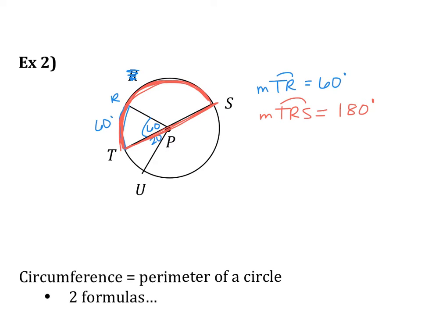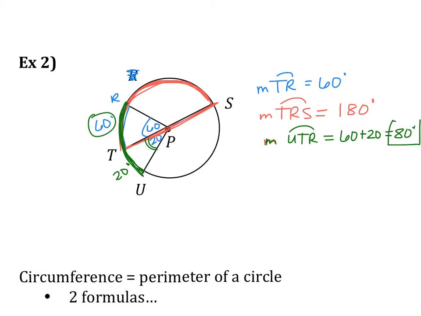How about the measure of, let's switch this up, the measure of arc UTR. Okay, U to T to R, that's going to be this arc here. I already know this one's 60, and if this angle is 20, then this arc is 20. So really what you're doing for that one is just adding those two pieces together. So you get 80 degrees for the measure of that arc.